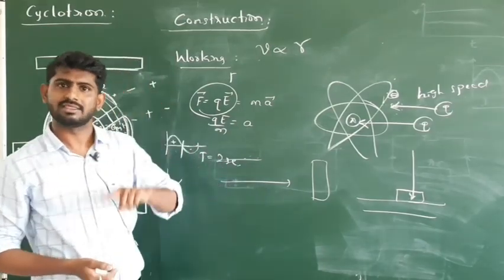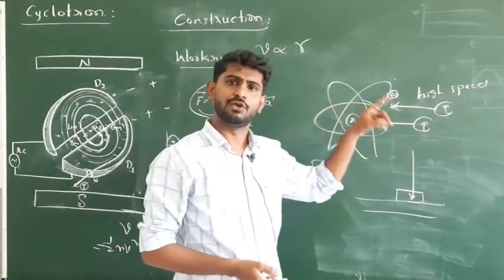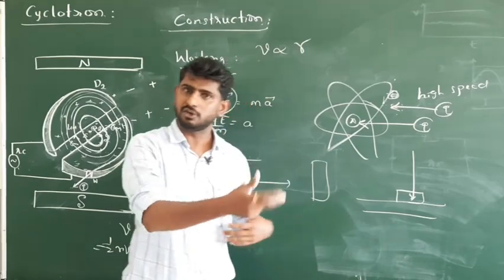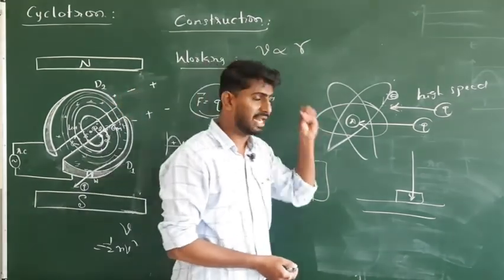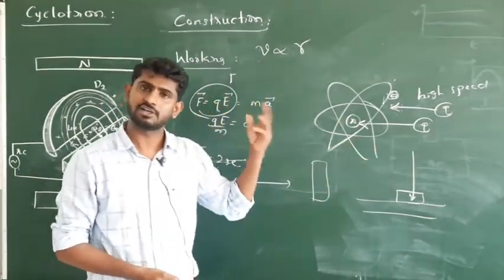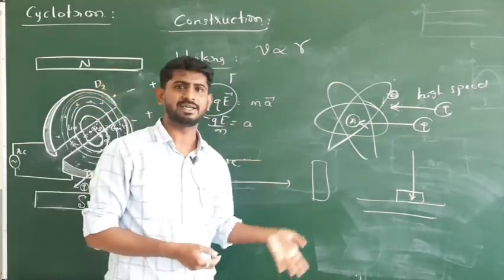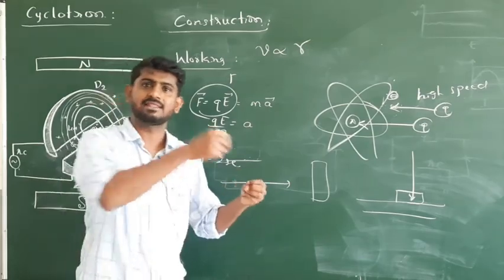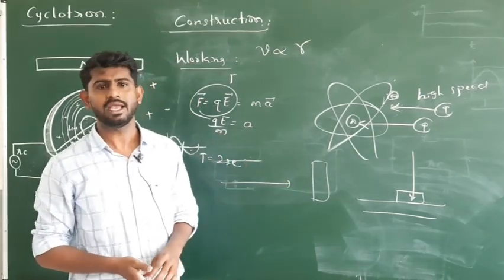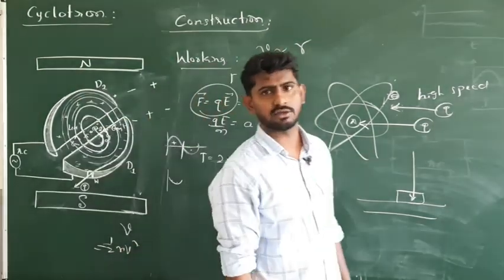We can use that accelerated charge particle in nuclear reactions, to carry out the nuclear reactions, or in the medical field to treat cancer or for radiotherapy. Okay, and we can also use it in solid state experiments to synthesize a new material by adding the ions. Okay, so it is all about the cyclotron. Thank you.